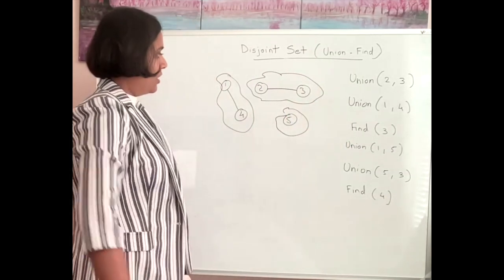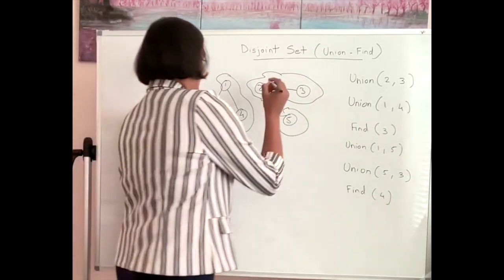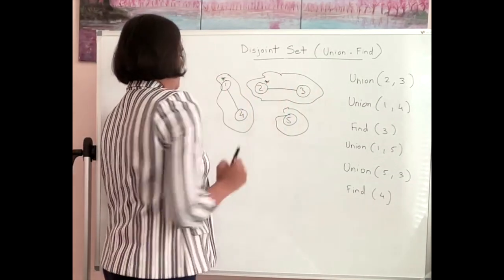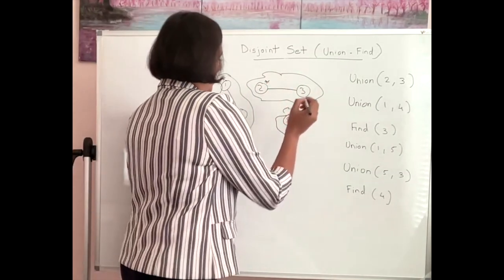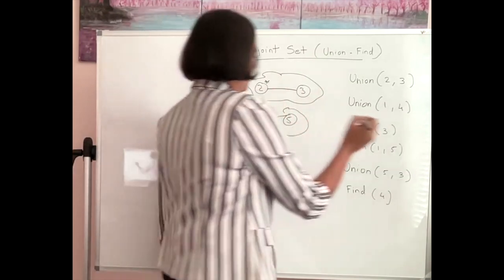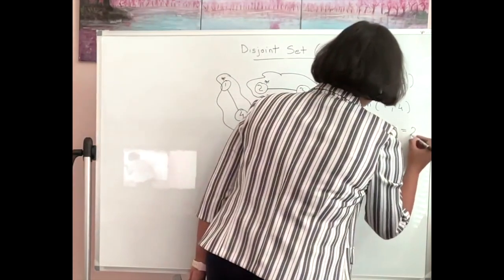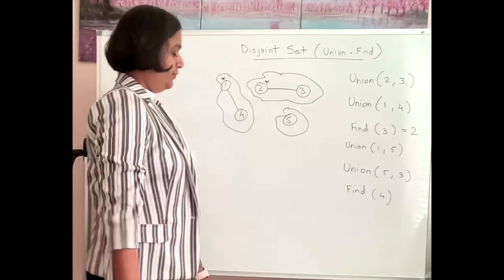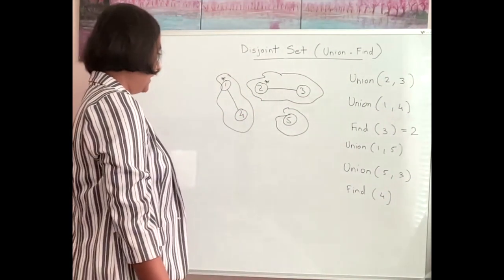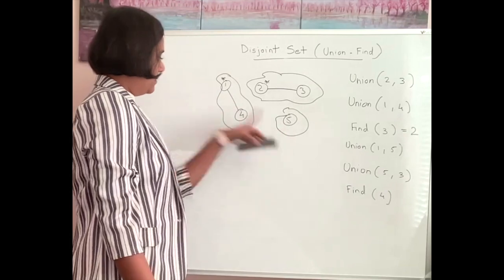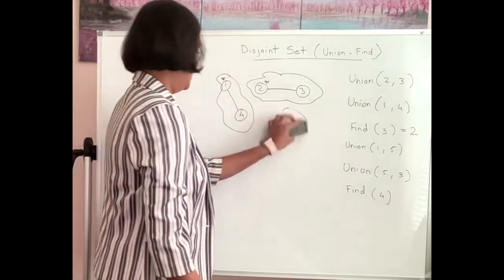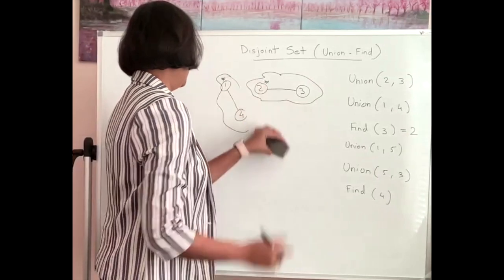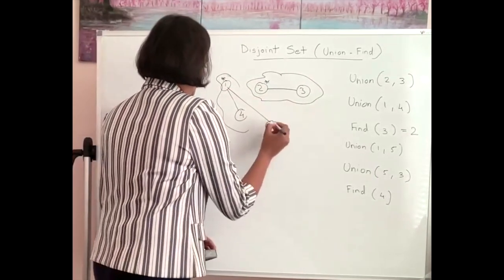Then if we want to perform find 3, let's say that 2 is the representative of this set, and 1 is the representative of this set. Then the find 3 operation would return 2, its representative of that set. Then if we want to perform union of 1 and 5, that would merge these two sets. So that would make our sets look something like this.